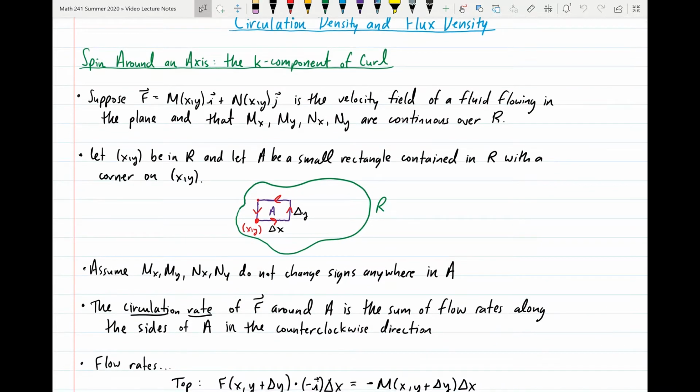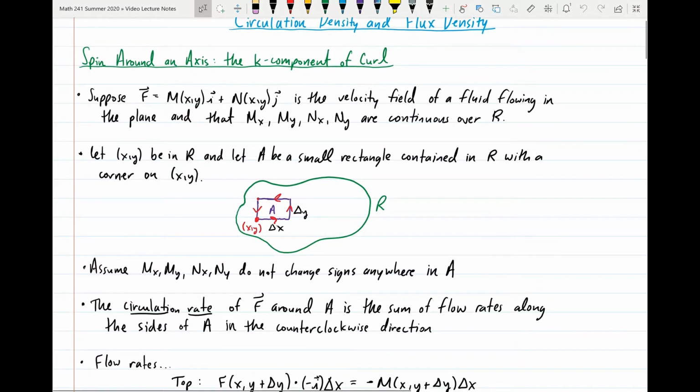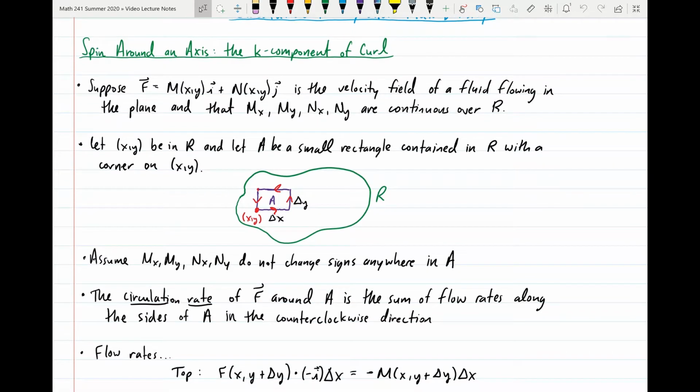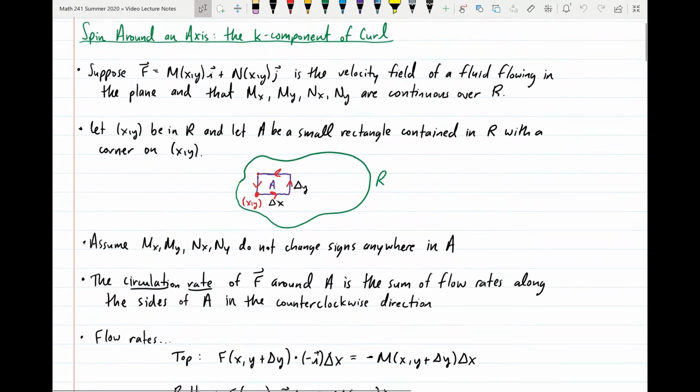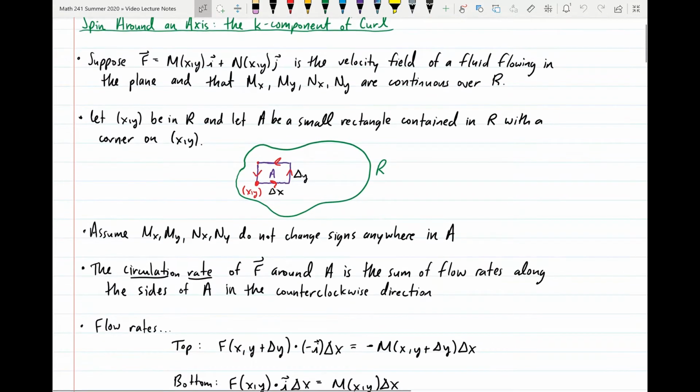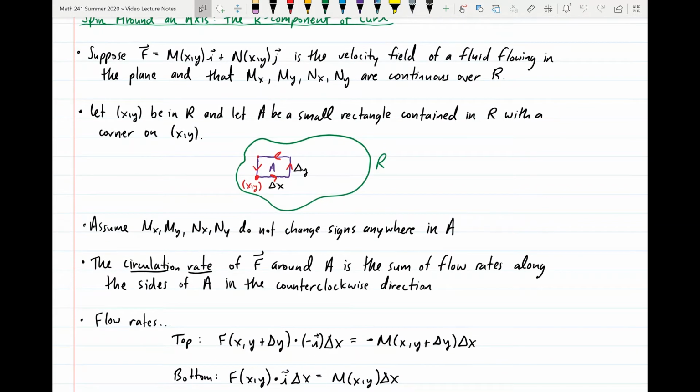So suppose that F equals M of x,y i plus N of x,y j is some velocity field of a fluid that's flowing in the plane, and that the partial derivatives of the component functions M and N are all continuous over some region R, then we can let (x,y) be some arbitrary point inside of that region R. As I've drawn in the diagram here, you can see I have a green region R, and then inside of that region we have our red point (x,y).